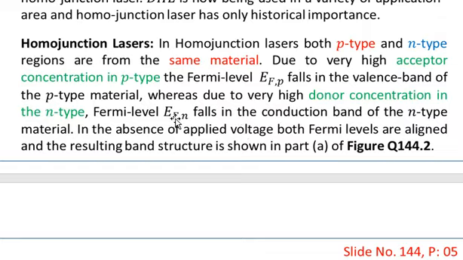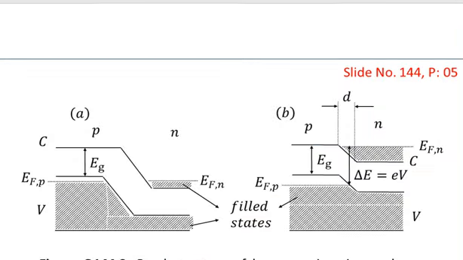So let me go through this paragraph once again. Homo junction lasers. In homo junction lasers, both p-type and n-type materials are from the same material. Due to very high acceptor concentration in p-type, the Fermi level EFP falls in the valence band of the p-type material, whereas due to very high donor concentration in the n-type, the Fermi level EFN for the n-type material falls in the conduction band of the n-type material. In the absence of the applied voltage, both the Fermi levels are aligned, and the resulting band structure is shown in part A of figure 2, which I have explained.